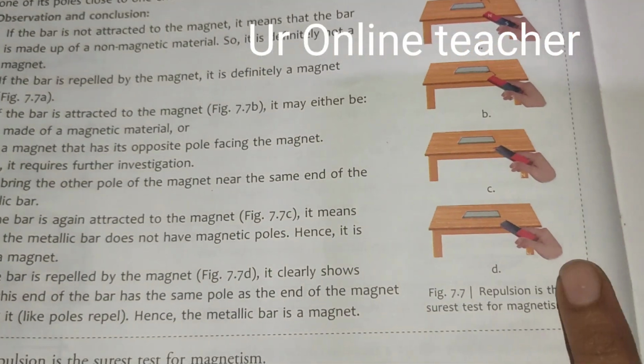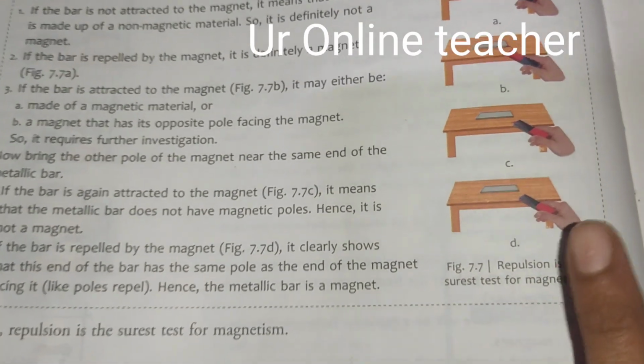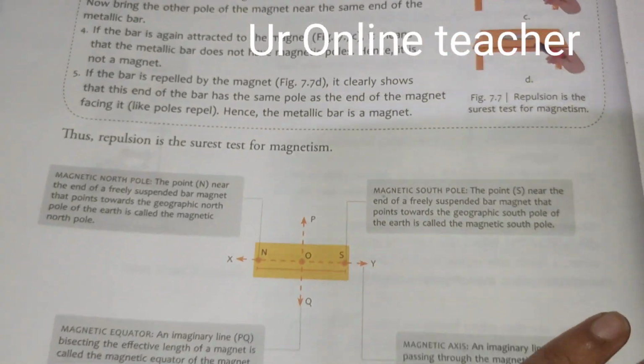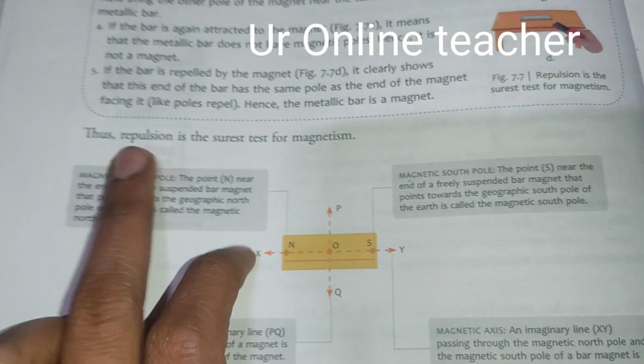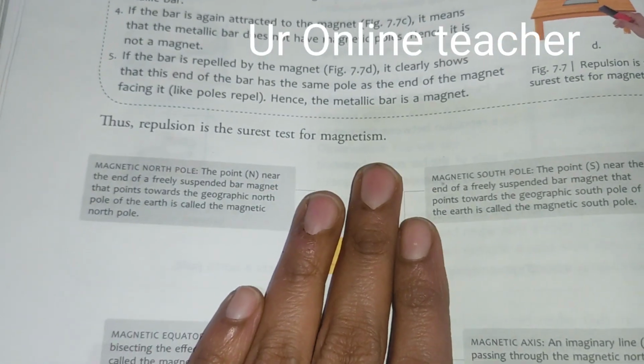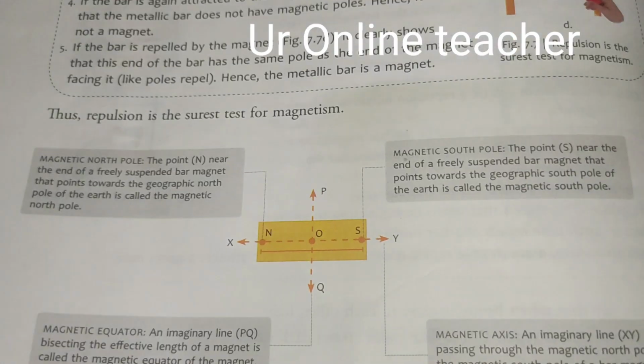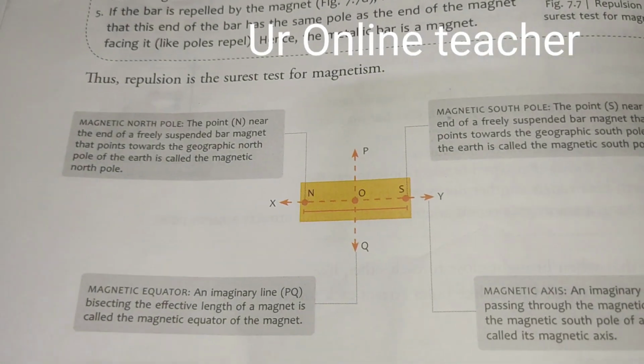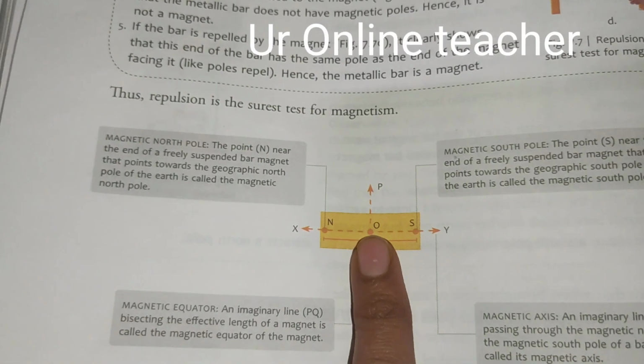Because opposite poles attract and same poles repel. So repulsion is the surest test for magnetism. If we want to test a magnet, repulsion is the surest test. And then see the bar magnet.